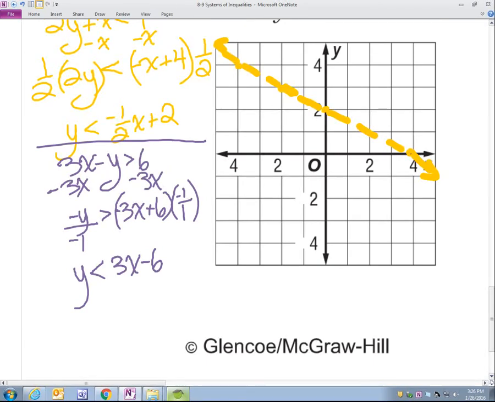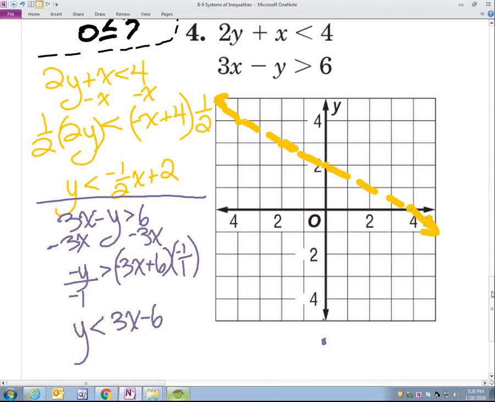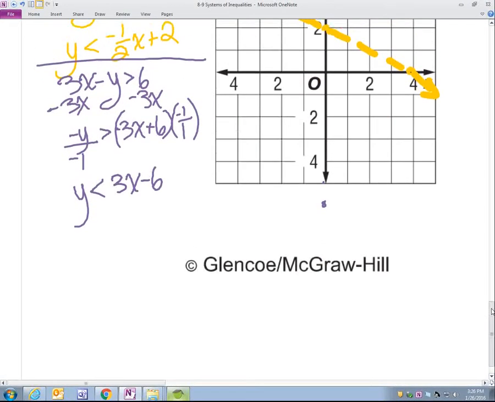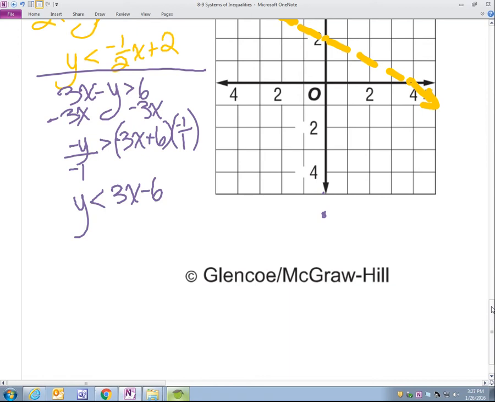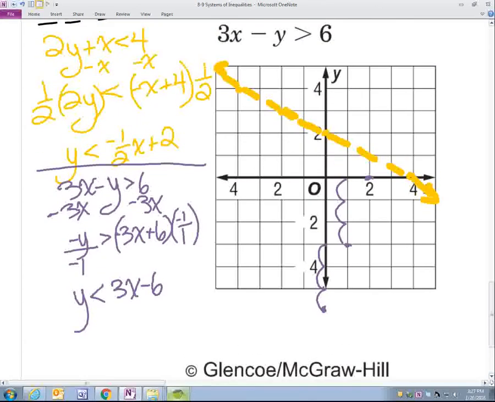Oh well. So that means I have to create that line now, because it goes across the y-axis at -6. Let me verify that I'm doing that right. Yeah, that's right. All right. So I'm going to go from -6, and I go up 3. 1, 2, 3 over 1. And that's as much as I can fit on this page.